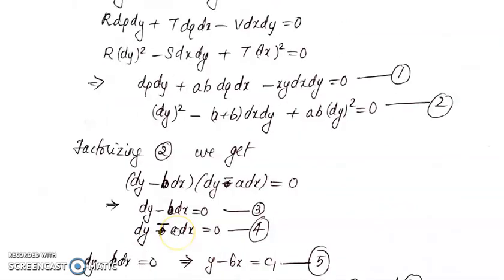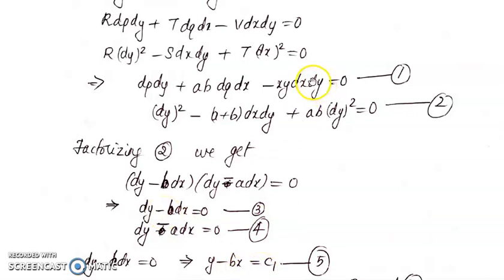So on solving, the equations we get are dy minus b dx equal to 0 and dy minus a dx equal to 0. And now, using equations 1, 3 and 4, we have to find the values of p and q. So take equations 1 and 3. From equation 3, on solving, the solution will be y minus bx equal to c1.